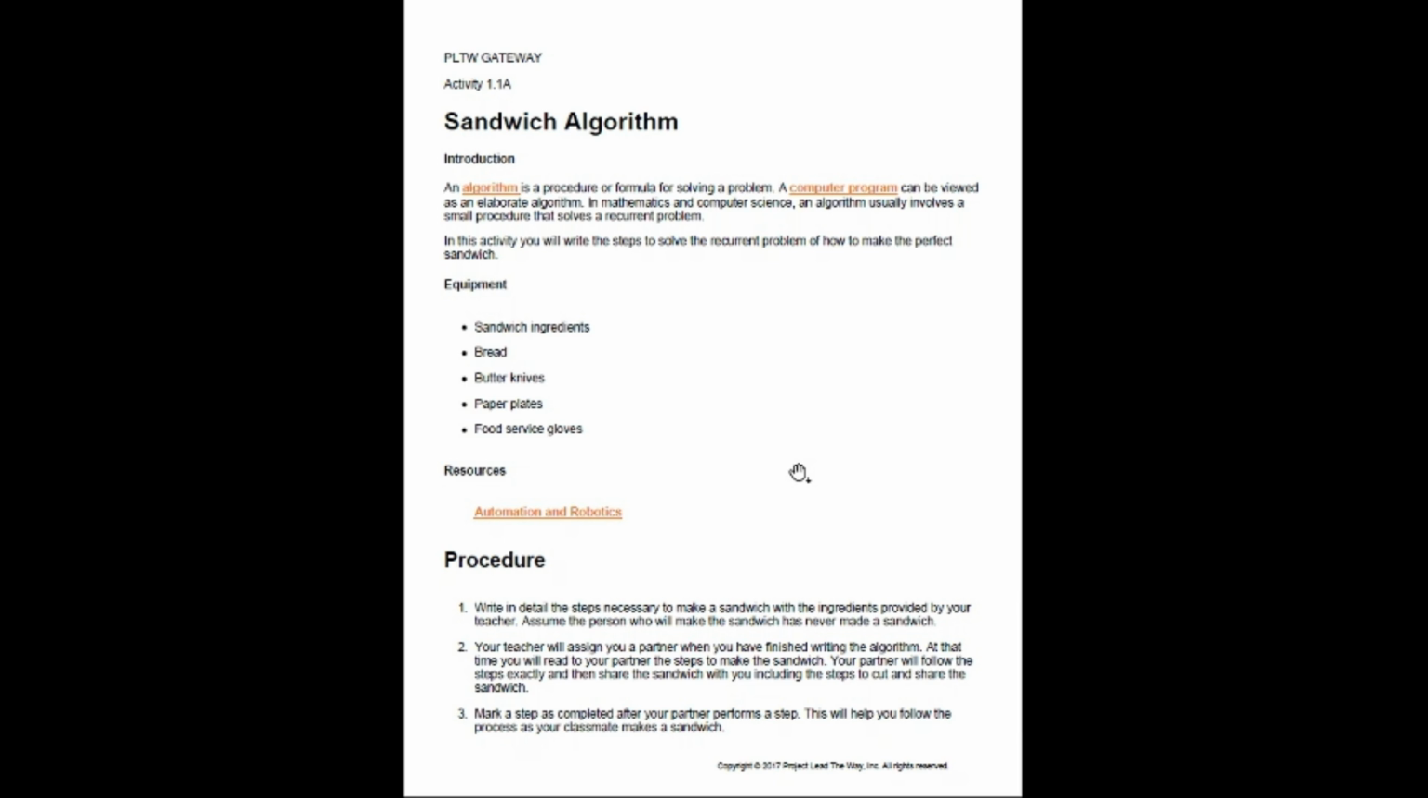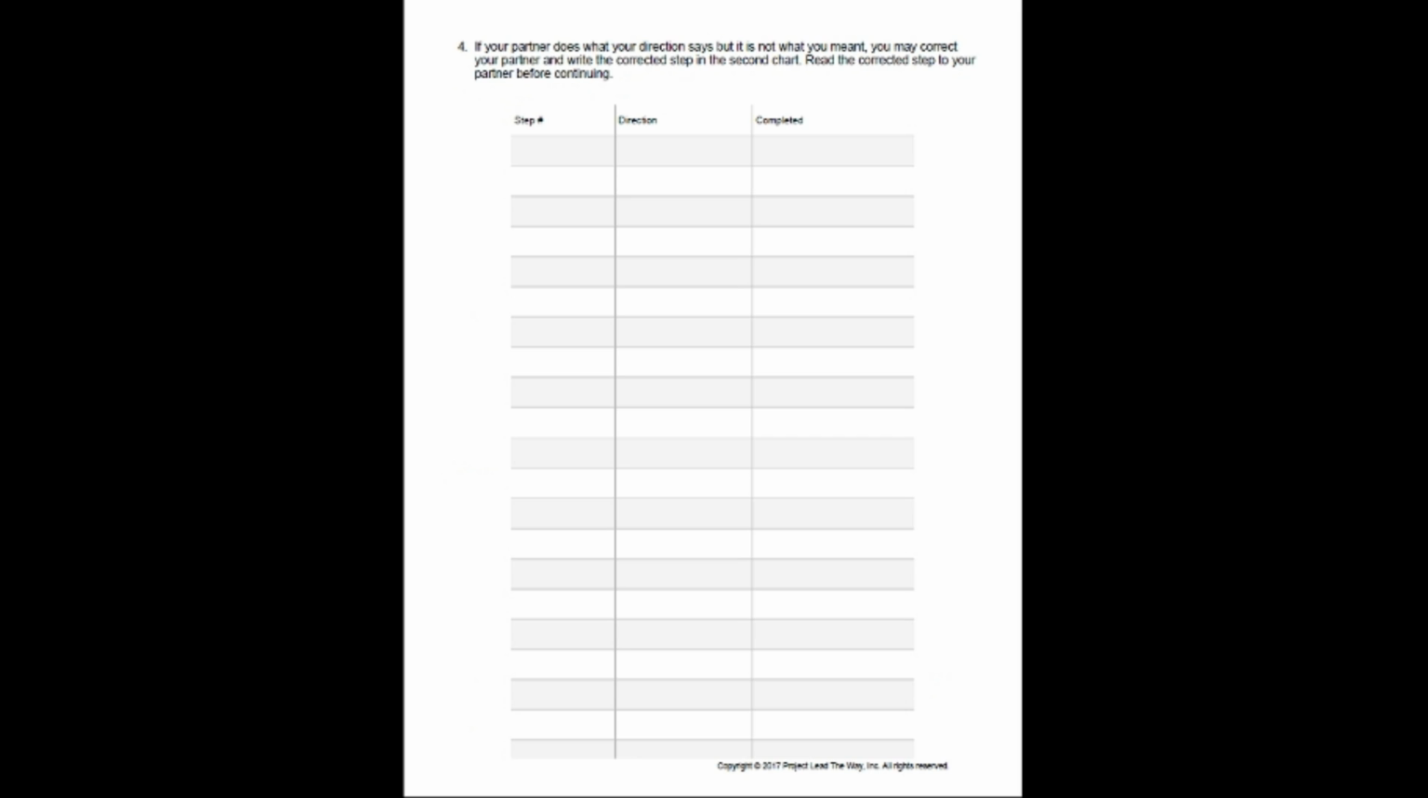In the sandwich algorithm, the idea is that you're going to try and make a sandwich. You're going to provide the best steps possible, and the other person is going to do exactly what you tell them. You can give the step numbers, directions, and completed.